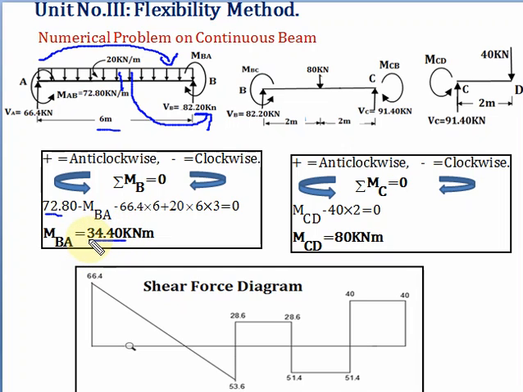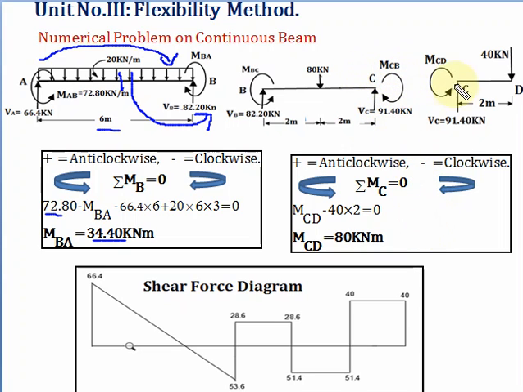Now here the value is coming plus, that means whatever the assumed direction of MBA we have taken, that is clockwise direction, that is correct. After finding the value of MBA, the same value will be there in MBC, but in opposite direction. To keep the joint B in equilibrium, the value of MBA and MBC should be the same, but equal in opposite direction. Now only one moment is remaining, that is moment in member CB.